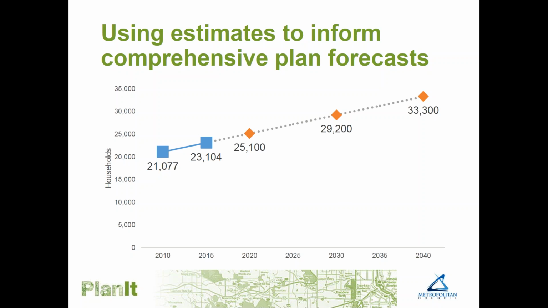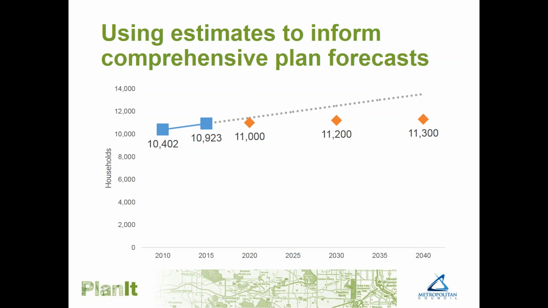The 2010 census counted about 21,000 households in this community, while the 2015 estimate developed last year was at about 23,100 households. The dotted gray line shows the number of households in future years just extrapolating from only those 5 years of growth. And you can see that it goes right through the forecasted number of households for 2020, 2030, and 2040. And those forecasts come from several years ago, I should say. So this is an example of a community where the forecasts seem basically realistic based on the past 5 years of growth.